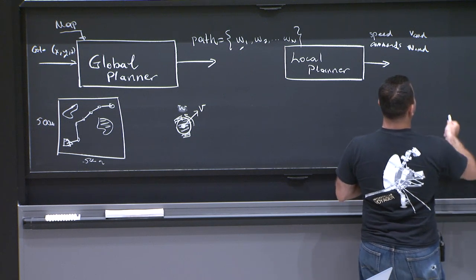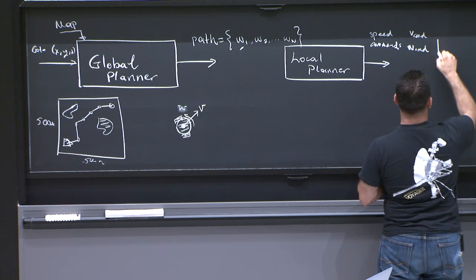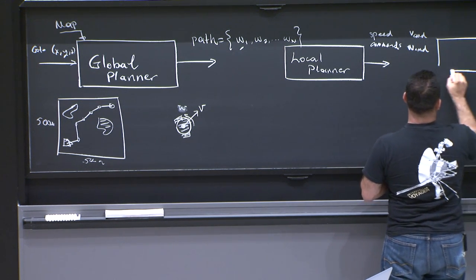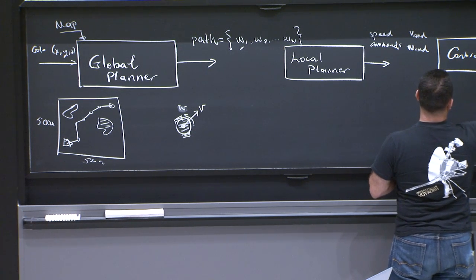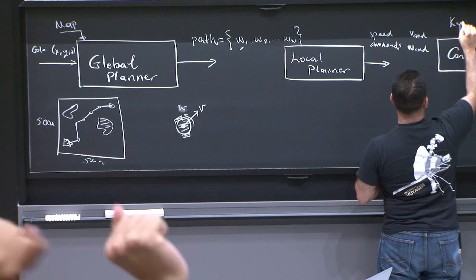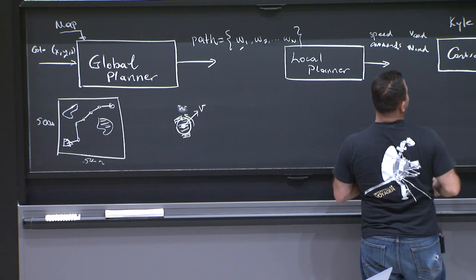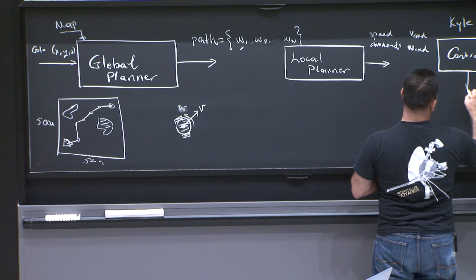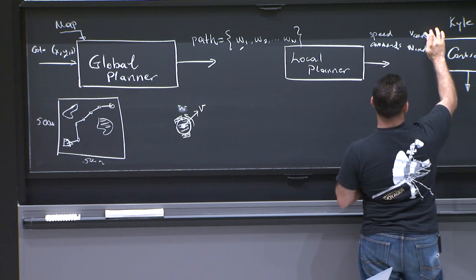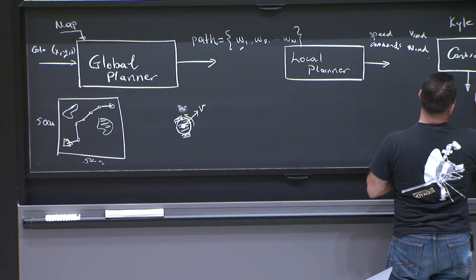Then we have another block called the controller. I think Kyle Teach taught this class a couple of days ago. This block takes these desired speed commands and converts them to actuator commands.